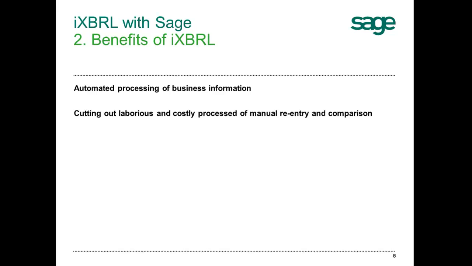Now, inline iXBRL, also known as iXBRL, offers additional benefits as it presents XBRL data in a human-readable form, either on a screen or in a printed output. And it also enables the author's branding and layout to be maintained so that the recipient can view the same document the author created, whilst the computer can intelligently recognize the embedded XBRL tags.